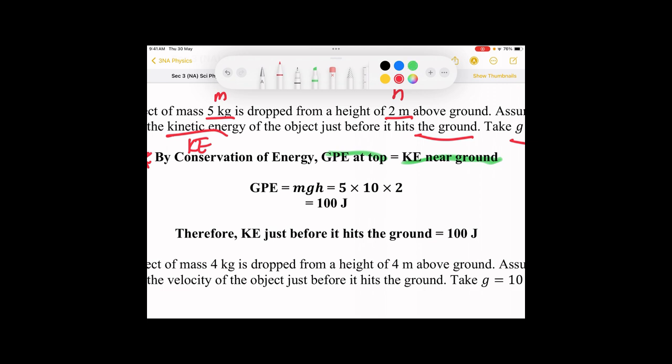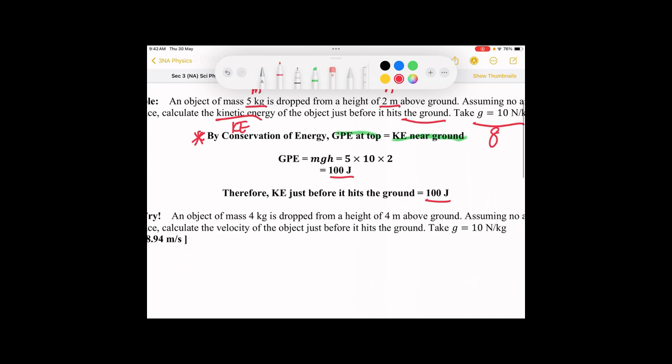So we first calculate the GPE, mgh, and then you get 100. So in this case, at the top it had a GPE of 100, so therefore at the bottom all the energy from the gravitational potential store has been transferred to the kinetic store. So you see that this is a full 100, assuming no air resistance.